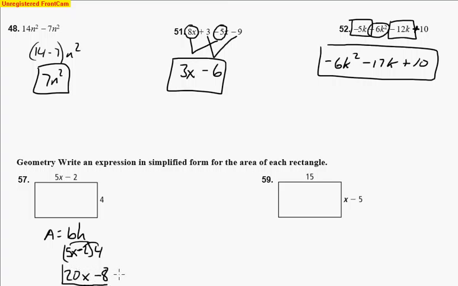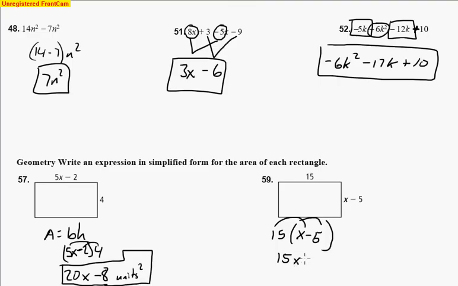Now, since we're dealing with the area problem, they don't give us our units. We're just going to say units squared. So whenever we're dealing with area, those are the units. They're always square units. So in this one, we just take the 15 and multiply it by the x minus 5. And so when I do that, I'm distributing the 15 over both of these terms. So I'm left with 15x and then minus 75. And so 75 units squared. So 15x minus 75 units squared would be our answer.